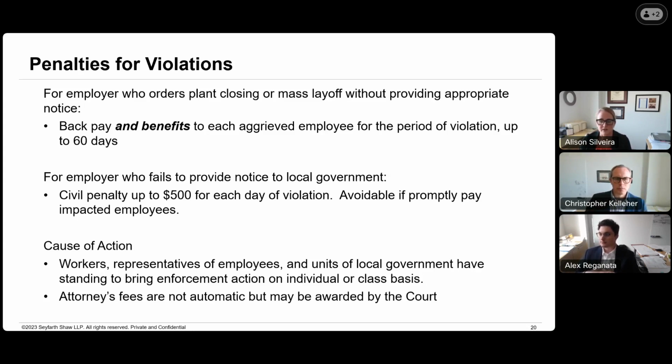There's also the civil penalty Chris mentioned and enforcement. The biggest risk with enforcement is that the workers or their unions can bring individual or class action lawsuits in courts.